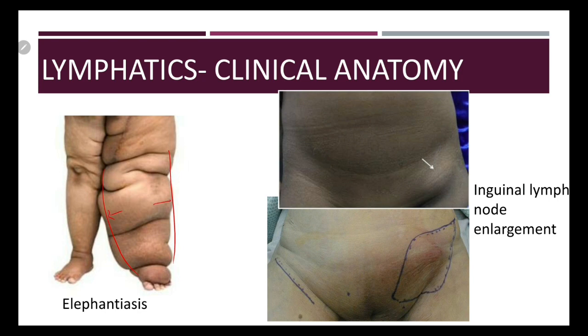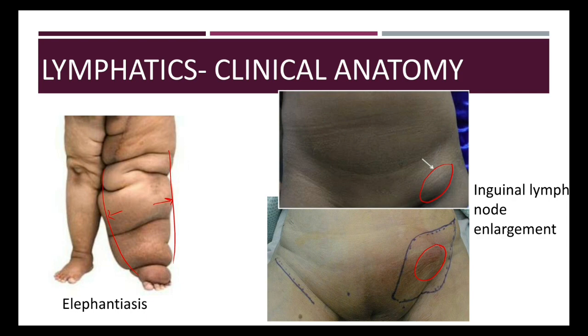Next is enlargement of inguinal lymph nodes. It is the commonest cause of swelling in the subinguinal region. The common cause of enlargement of these lymph nodes is infection, boil or abscess in the drainage area. Other causes are filariasis, Hodgkin's disease, etc. The enlarged inguinal nodes should be differentiated from the ectopic testes, femoral hernia and psoas abscess occurring in the nearby areas.